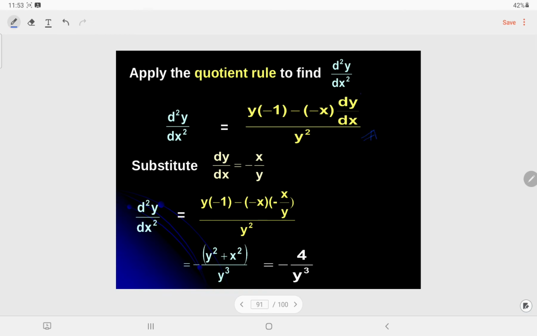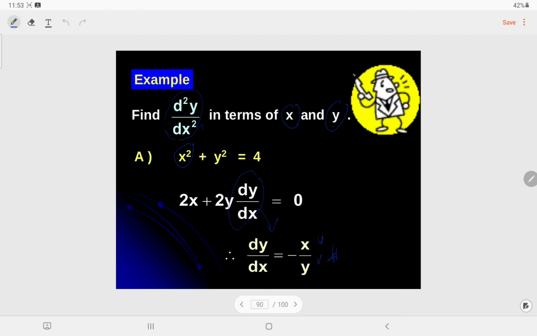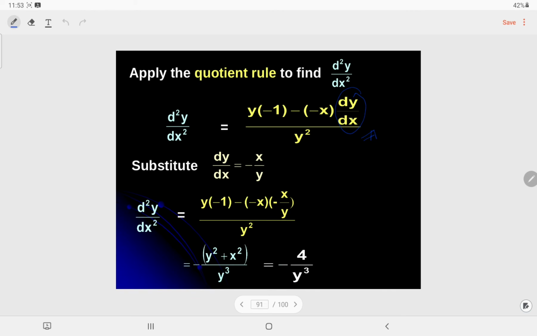Since we have dy over dx, and because the question asks only in terms of x and y, you need to substitute the value of dy over dx, which is negative x over y, into this. Okay, so we get the second derivative negative 4 over y cubed.